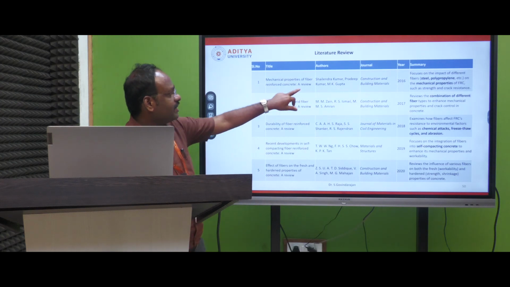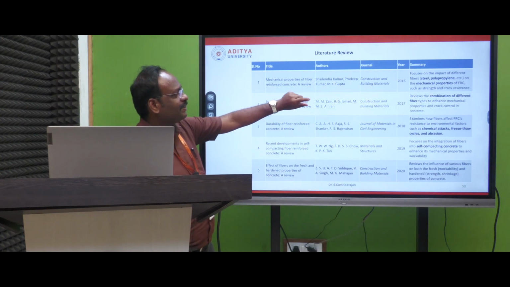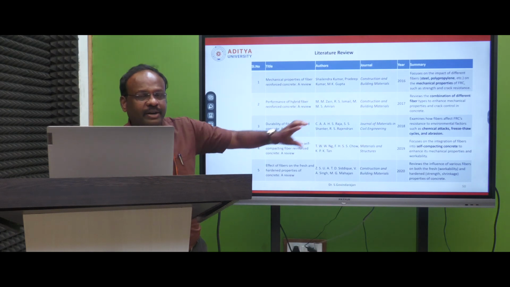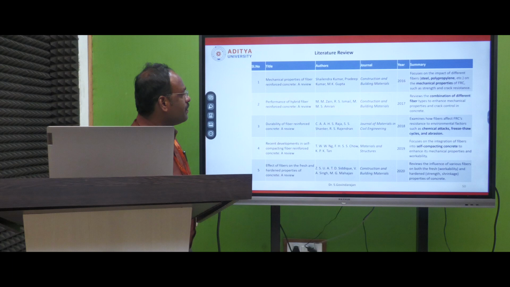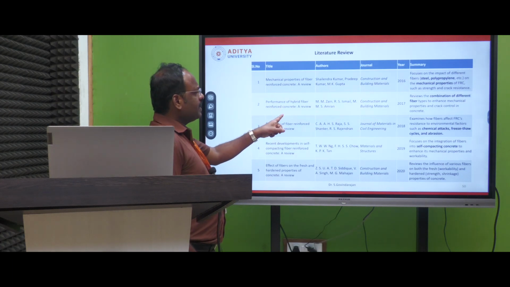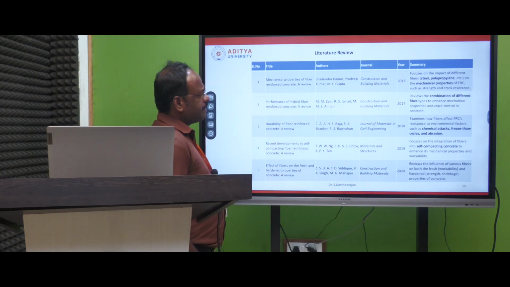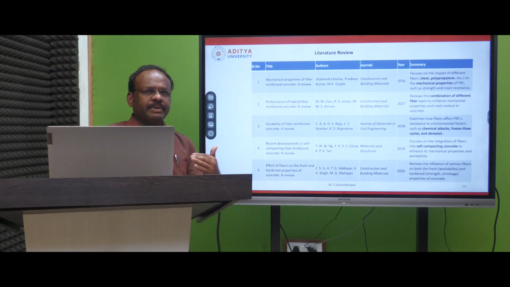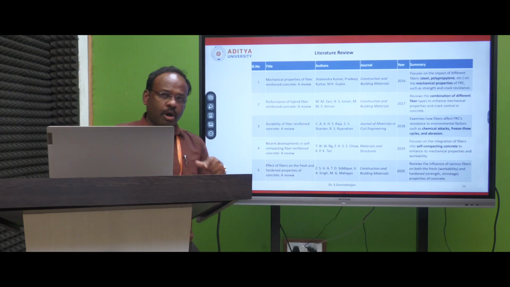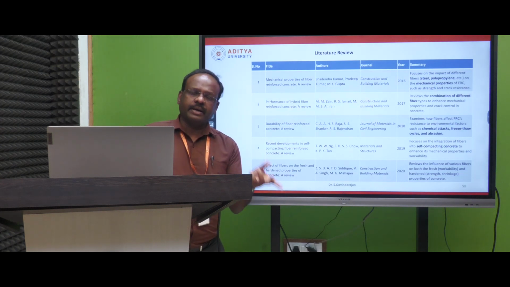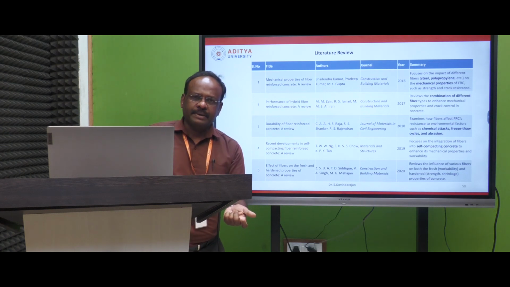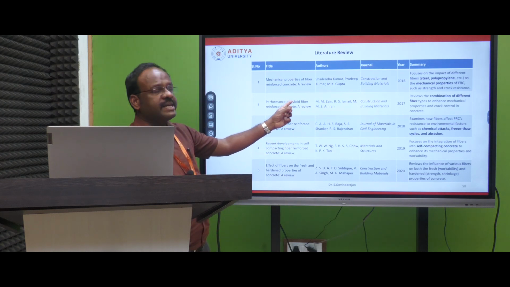So Surendra Kumar and Pradeep Kumar used two types of fiber and identified the mechanical properties and the parameters they studied. The second one is on the performance of hybrid fiber reinforced concrete. A hybrid fiber means more than one fiber is used, like steel combined with carbon, carbon combined with glass, or polyester combined with polypropylene. When the material has more than one fiber, it is called a hybrid fiber.